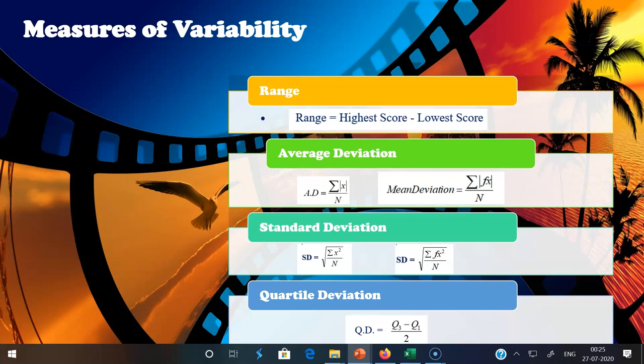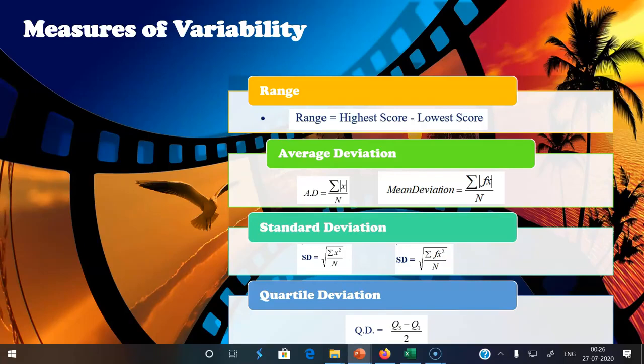Now I move to the quartile deviation. Sometimes we may call it the interquartile range too. The interquartile range includes the distribution. In other words, the interquartile range is the difference between the third quartile and the first quartile. Normally the interquartile range is equal to Q3 minus Q1.